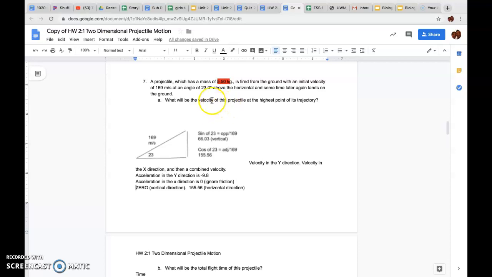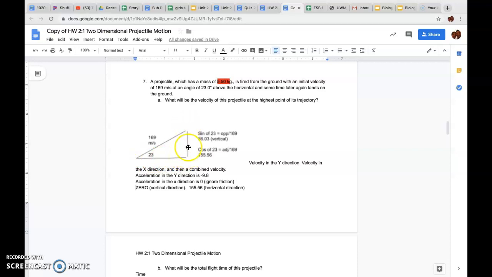It's asking first for the velocity of the projectile at its highest point. A couple things we need to consider. Number one, here's what the situation looks like, where this thing got shot out at 23 degrees above the horizon at 169 meters per second. In the x direction and the y direction, and also combining all the velocities, we have a bunch of different things. This is the combined velocity, from here to here would be the vertical or the y velocity, and from here to here would be the horizontal or the x velocity.